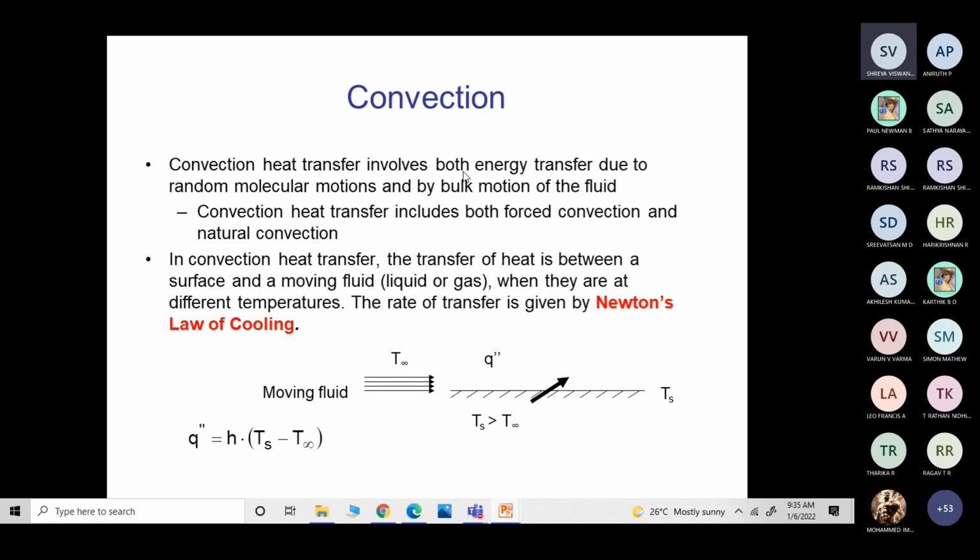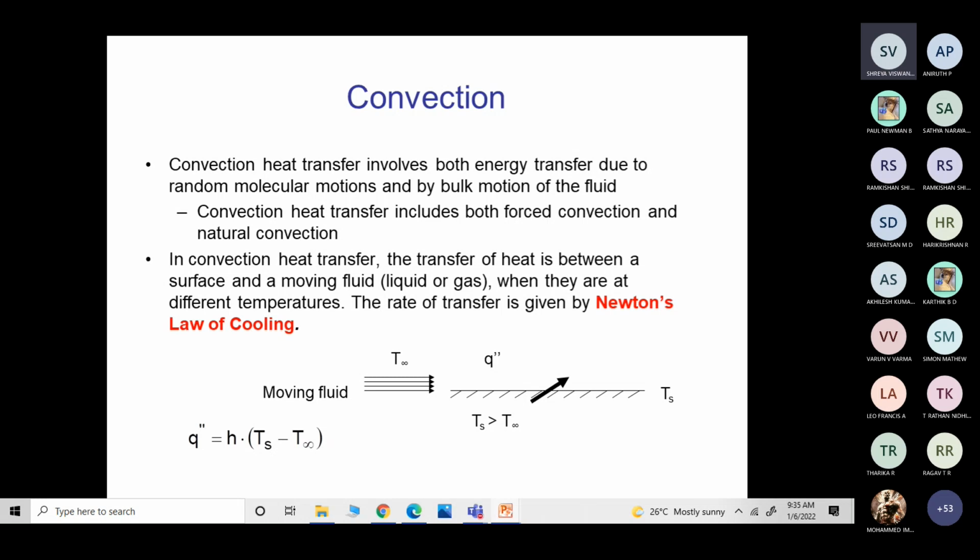Okay, so similarly here also, in convection heat transfer, the transfer of heat is between a surface and a moving fluid. The moving fluid may be a liquid or gas. Okay, and it depends upon the application, as I mentioned earlier, right? In case of steam generators in nuclear power stations, I have told you, the hot coolant will be taking the heat energy from the nuclear reactor, and it transfers the heat energy to the cold fluid, which is nothing but the water, right? The water gets converted into steam.